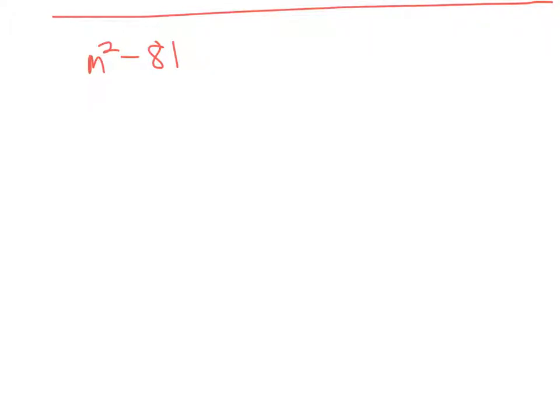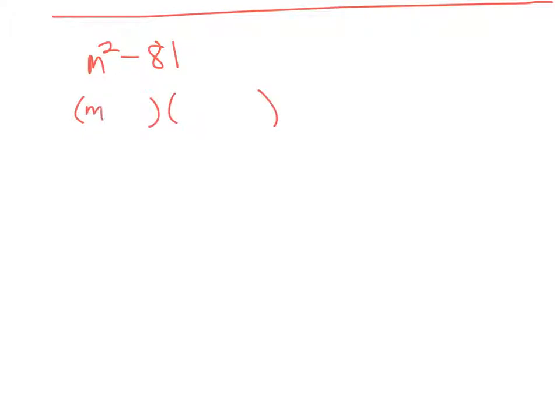Here, if we look for a common factor, there is not one. So it's got 2 terms. Let's see first if this is the difference of squares. Well, m squared is m times m. Yeah, 81 is 9 times 9, so this is the difference of squares.